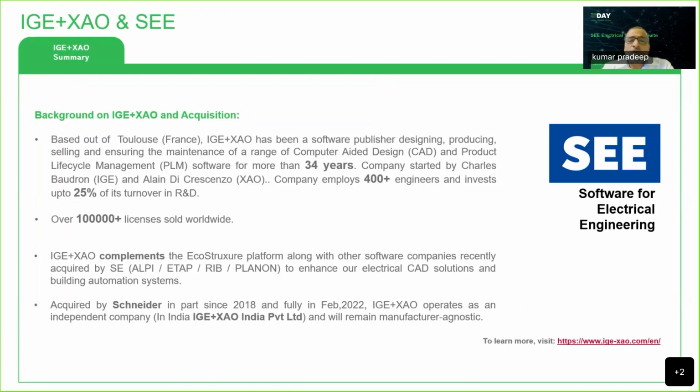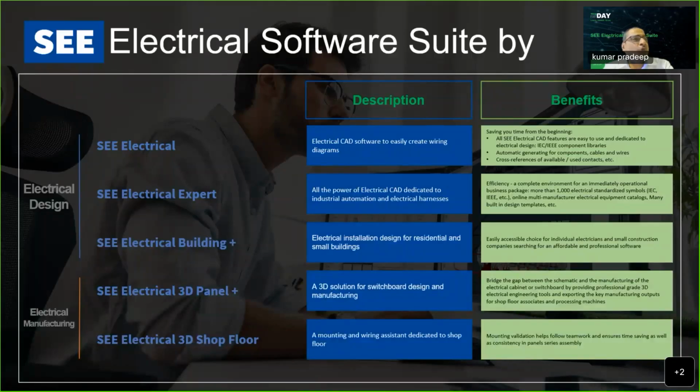So coming back to the software, what's C Electrical? The software suite C Electrical comprises a variety of software. Some of them are shown on the screen. The first one being C Electrical, which we will explore in more detail today. But we'll also touch upon some of the other software in this slide, which I will go through one by one. So C Electrical is the electrical CAD software. It will help you to create wiring diagrams.